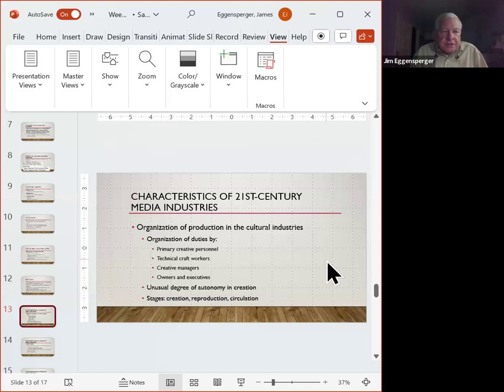The characteristics of 21st century media industries: well, organization, the book calls them cultural industries. We say they are organized by the primary creative personnel. Somebody has to put something on paper, has to have an idea about what's going to be interesting and saleable, what people are going to tune in for, in other words.